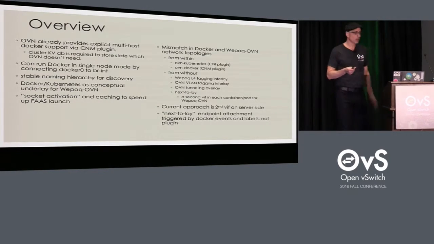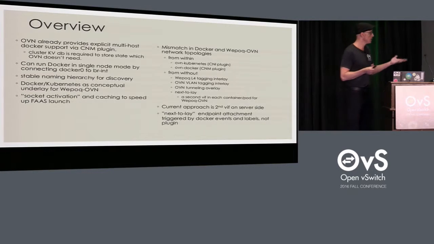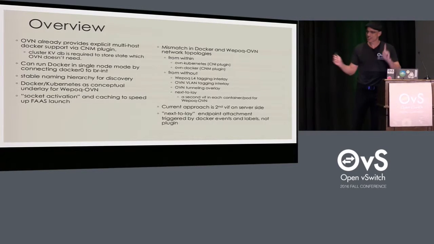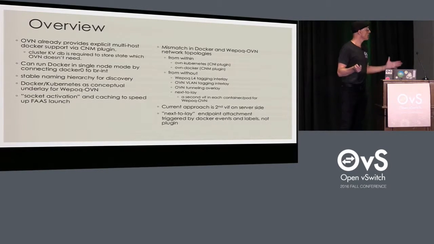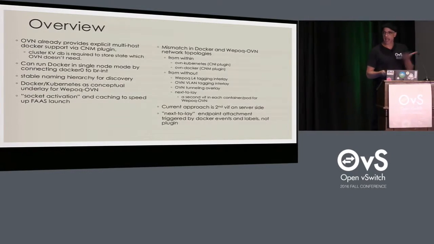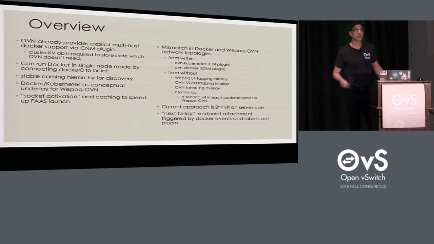The Weave folks described a way to bridge into them, and as far as they're concerned, they're just running single node. The approach I chose was not to fight Kubernetes or Docker, but to let them sit there and then add another VIF next to them for OVN or Wepoq. I'm calling that, and I love to come up with terms, a nextlay. There are overlays, underlays, and nextlays.